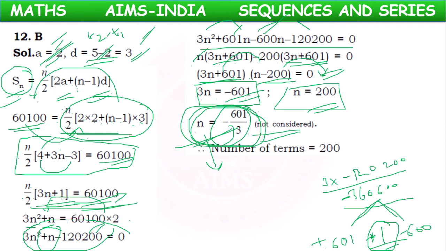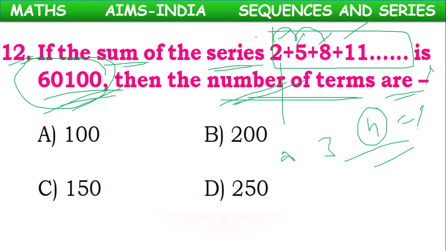We are getting two values of n. One is in the form of decimal, no need to consider that one. Another one, n minus 200 equal to 0 means n equal to 200. So we can consider this out of two values. So number of terms will be 200. So what does it mean? In this series, the sum of 200 terms equal to 60,100. So option B is right.